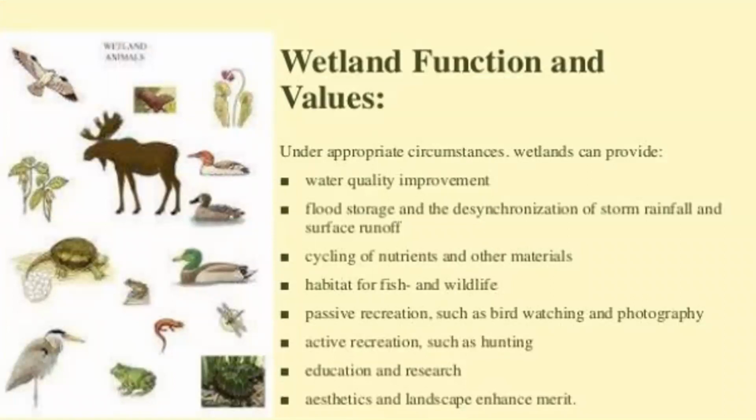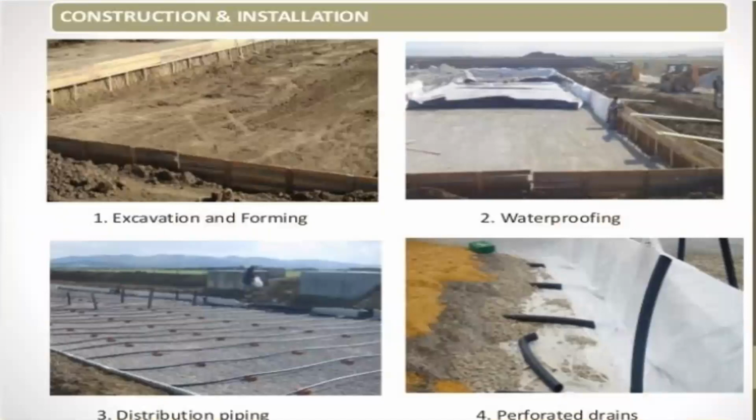Now, wetland functions and values. The figure shows animals that live in the wetland. By treatment, it improves water quality parameters. Second, it behaves like a sponge to absorb flood water during the flooding season. In the presence of sunlight, nutrient cycling occurs. It is also very useful as a research area for researchers. And there is a place for construction and installation.